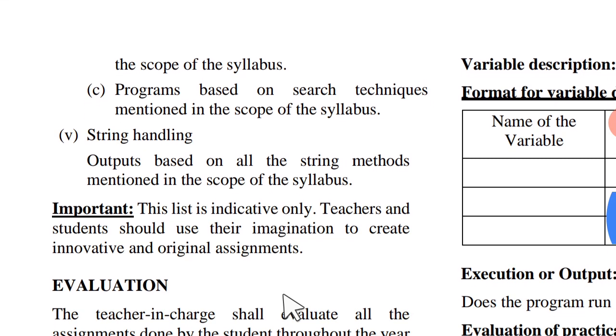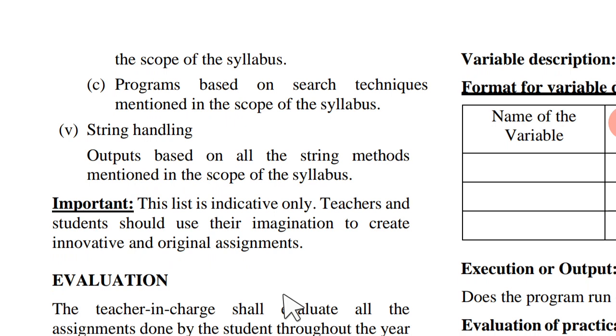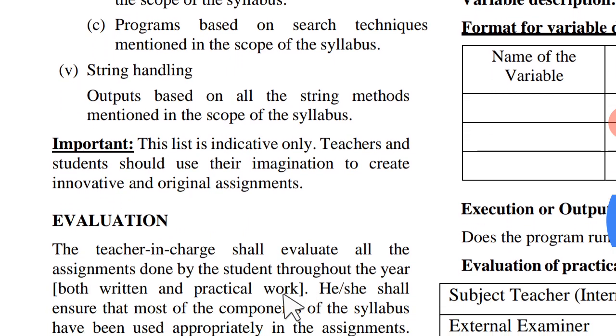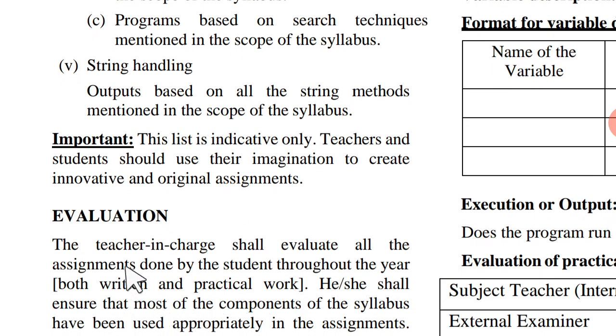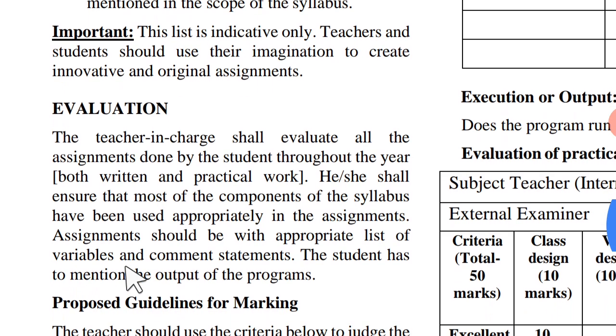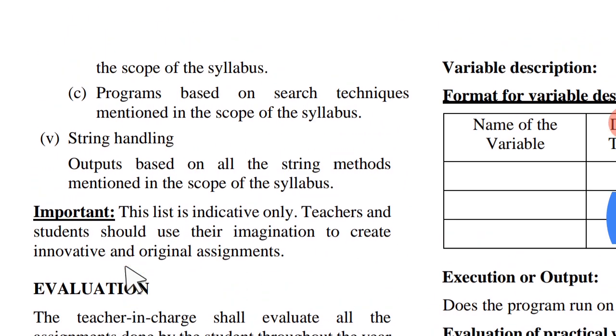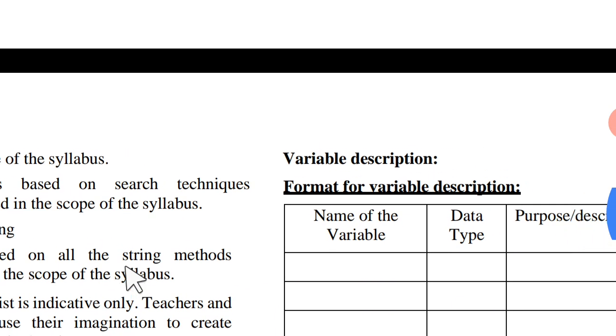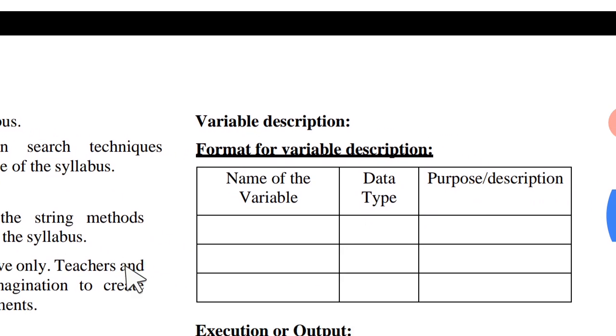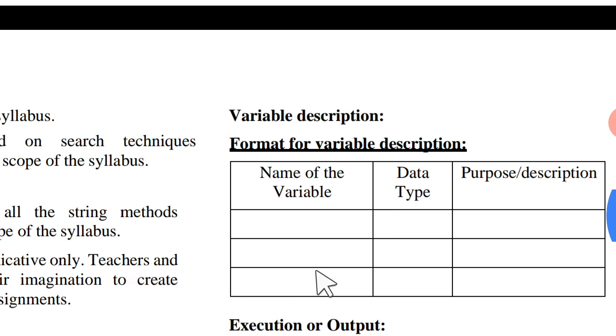So they have given you a basic idea of how things should be done. The rest you can decide and you can improve all these things, all right. And now evaluation for the teachers, it is mentioned here, right? So teachers can read that, and there one very important thing is a variable description.